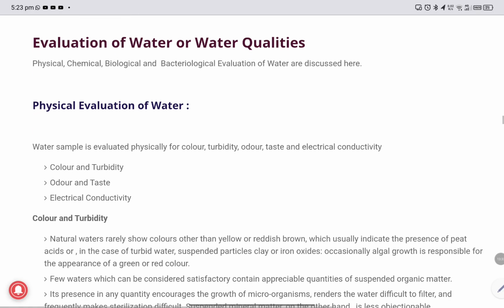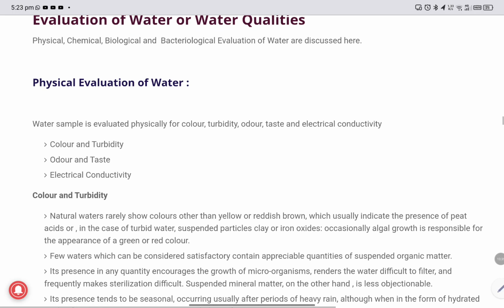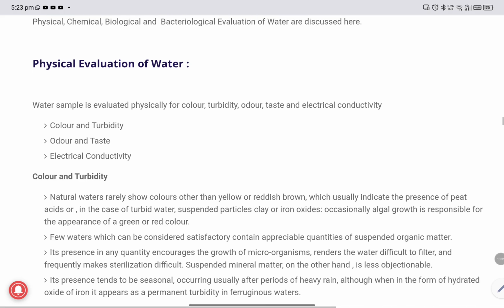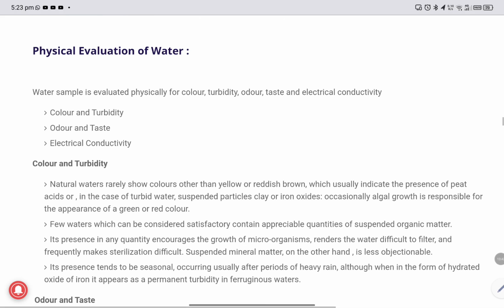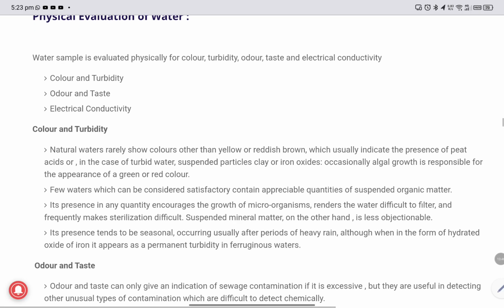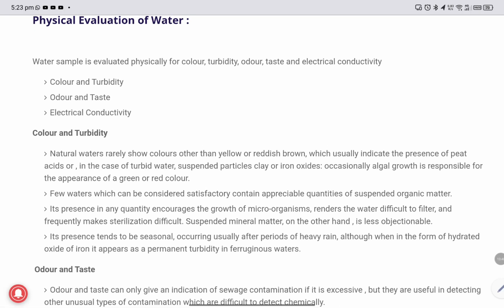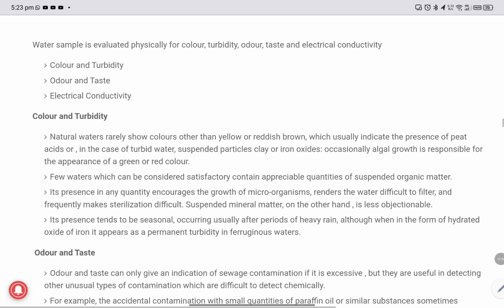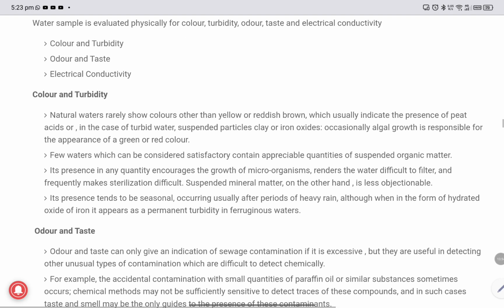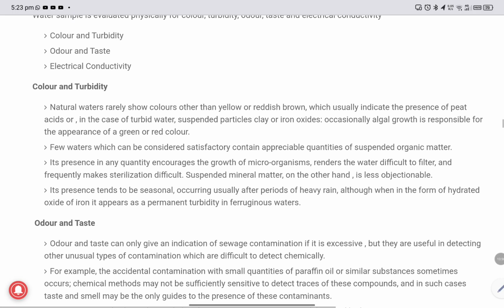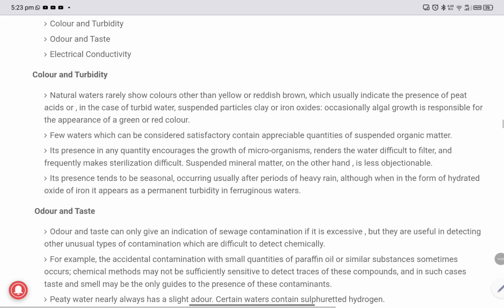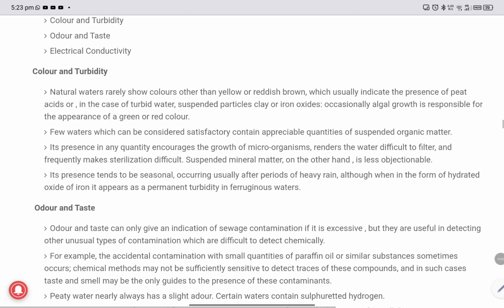Physical evaluation of water. Water sample is evaluated physically for color, turbidity, odor, taste and electrical conductivity. Color and turbidity, odor and taste, electrical conductivity. Color and turbidity. Natural water rarely shows color other than yellow or reddish brown, which usually indicates the presence of peat acid or, in the case of turbid water, suspended particles of clay or iron oxide.